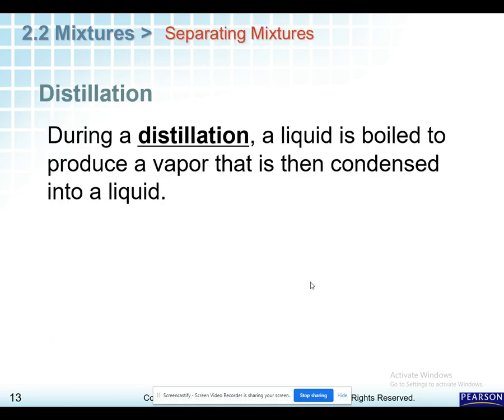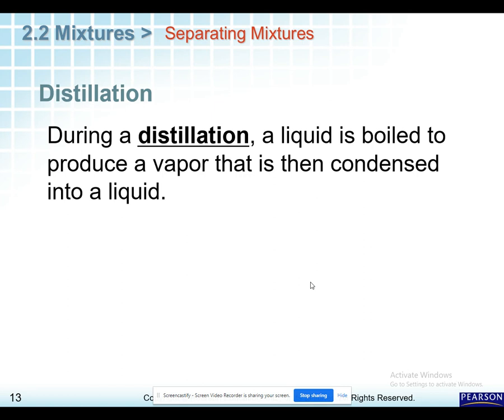The next one that we're going to talk about is distillation. Distillation is something that we can't really do here at the school. It requires a lot of water, and in fact, I believe Miss Gertie did it and flooded downstairs. So we don't do distillation, but I do teach it because it is an important way to separate mixtures.